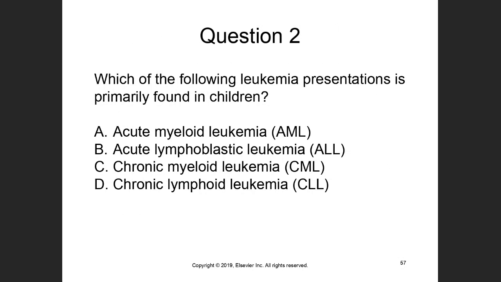We have question number 2 right here. Which of the following leukemia presentations is primarily found in children? You see, you always have to know the age, okay? And what is the answer? The answer is this, right here. B. Remember, ALL normal onset is between 5 to 7 years old, okay?